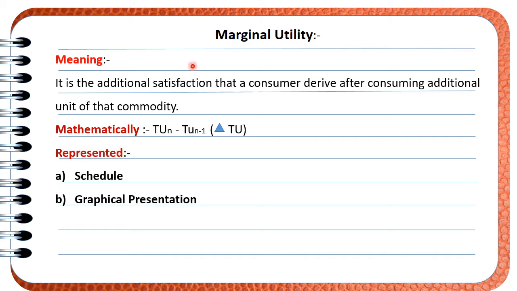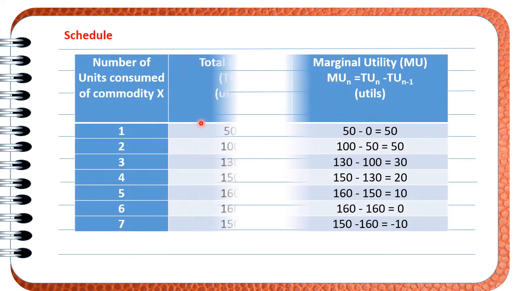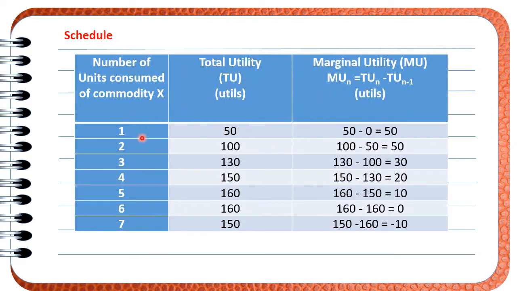There are two ways of representing marginal utility. It can be represented through the schedule. It can also be represented through the graph. Let us see. Through the schedule, we can see the number of X commodities given, total utility is given, and the marginal utility is also being given over here. Let us see how you calculate the marginal utility.